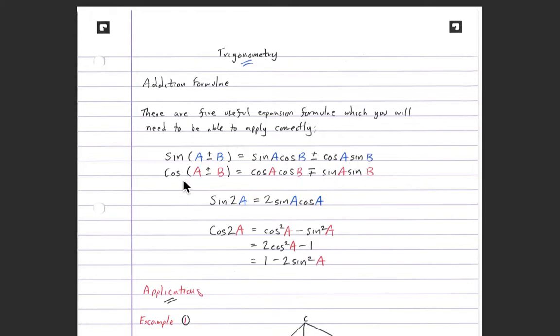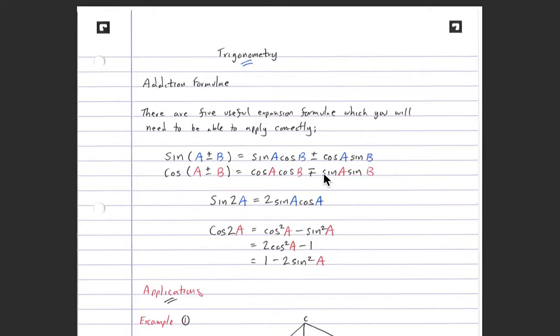For the cos expansion of a plus b, we have cos a cos b, so the cos terms stay together if you like, but if it's plus, we change to minus in the expansion, and then sine a sine b. And equally, if we start with cos of a minus b, then we have an answer that will have cos a cos b plus sine a sine b. So notice that change of sign in the cos expansion. That's very important.